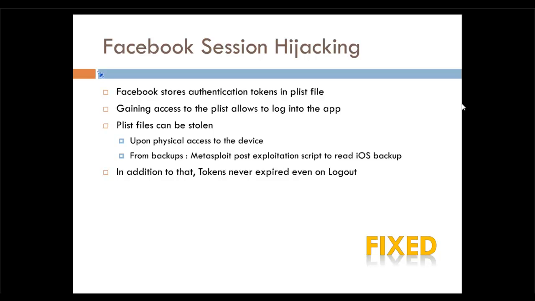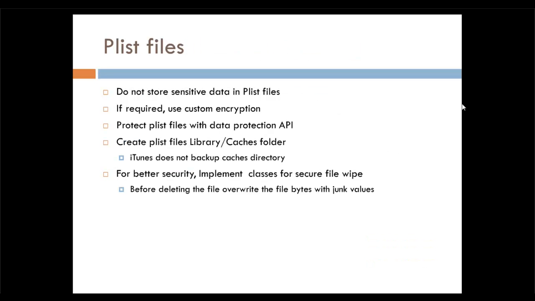And the problem was fixed a couple of days ago. So the moral is: do not store any information in the plist file because they are not safe, and people can easily grab the plist file. So if required, use custom encryption while storing the information in a plist file. Also use data protection, which basically ties the encryption to the user's passcode. And also create plist files in the Library Caches folder in the application directory.